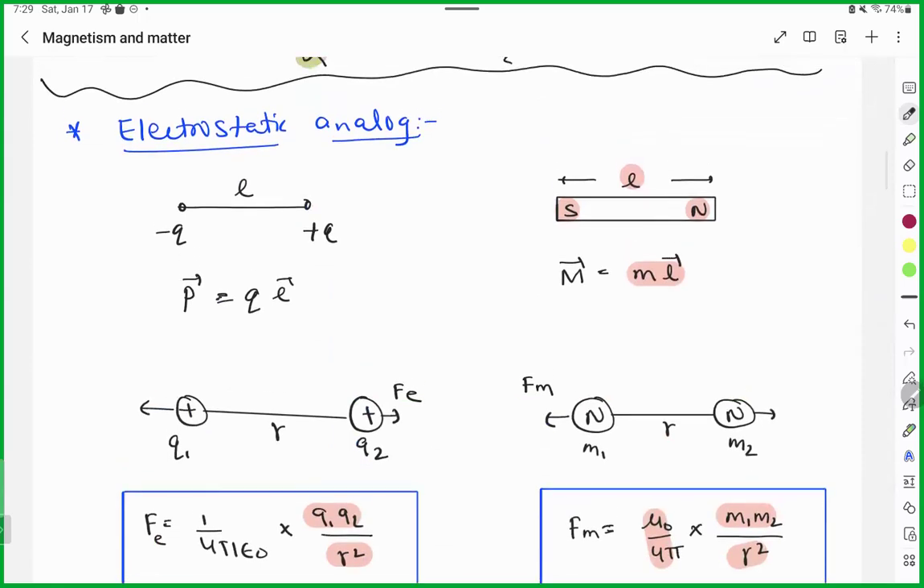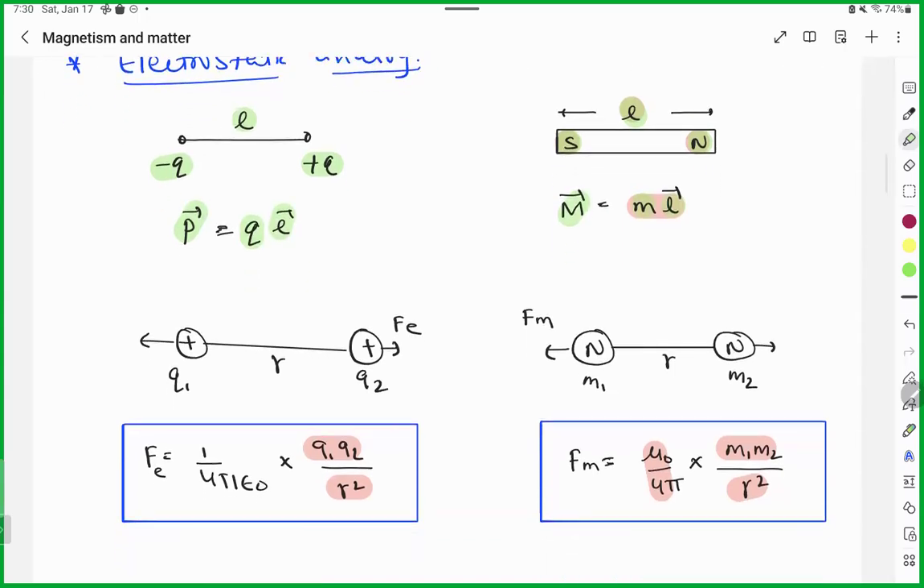Next part is, everything is analogous to the electrostatic part. How? In electrostatics, you had different charges separated by some length. Here you have different pole strengths separated by some length. Here dipole moment will be charge into length. Here magnetic moment is pole strength into L.